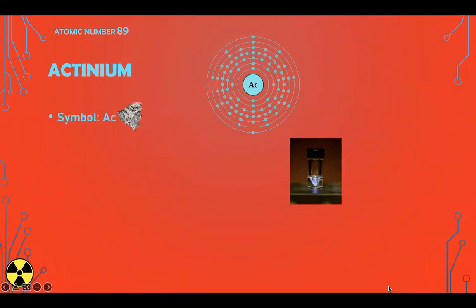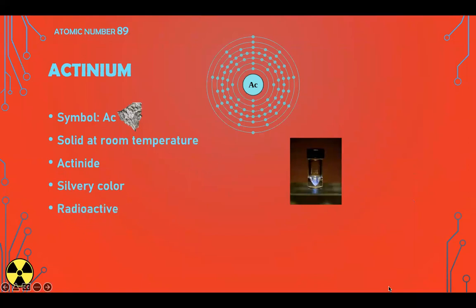Actinium. Now we get to the actinides. Its symbol is Ac. It is a solid at room temperature. It's an actinide. Actinium has a silvery color. It is radioactive. All the actinides, by the way, are radioactive, and all these other elements towards the end are radioactive. Actinium glows blue when it decays. It is used in some medicines, neutron bombardment, etc.